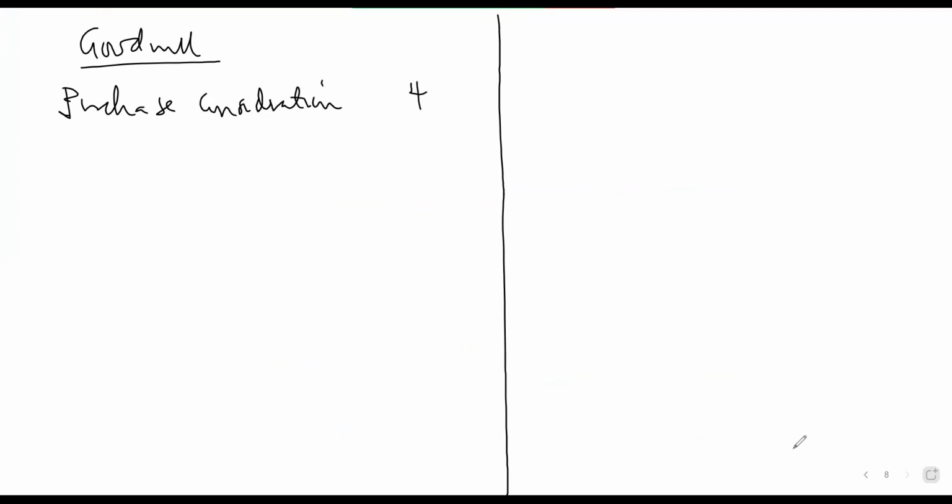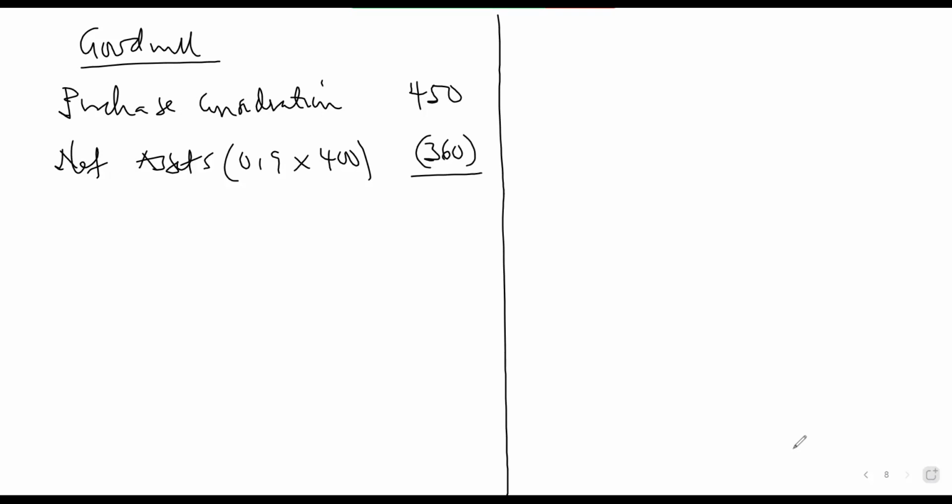Purchase consideration of 450. Then you take the net assets. The net asset will be... don't go and be adding NCI. That will be 0.9 times what? 400. Are we okay with the 0.9? Yes, sir. They are using the proportionate method, it's proportionate. So you have goodwill of what? 90.